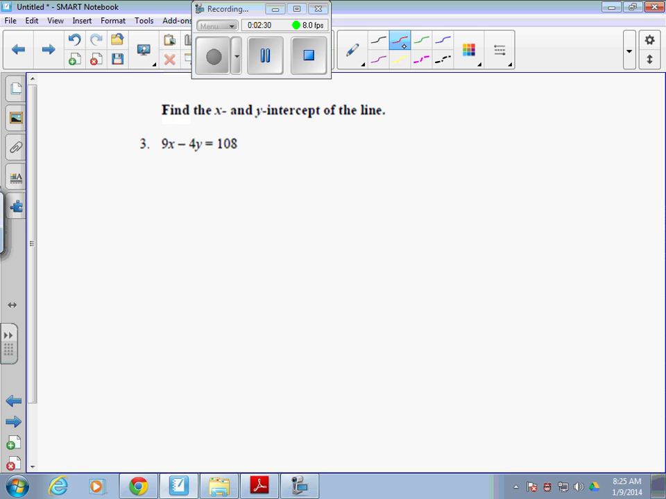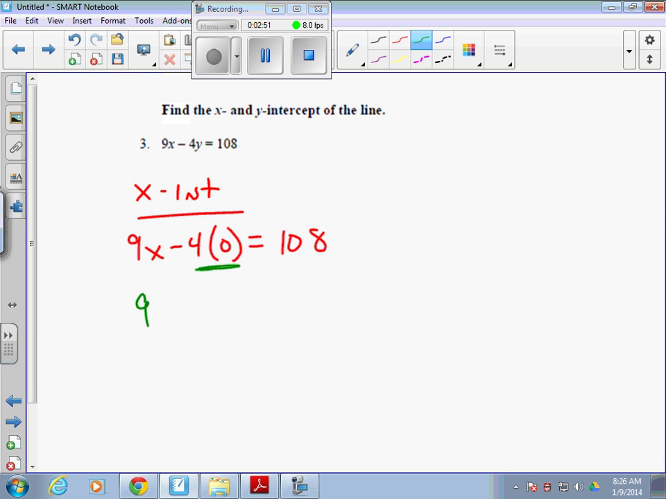It says find the x and y intercepts. Remember, in order to find the x intercept, you plug in 0 in place of y. In order to find the y, you plug in 0 for x. So for the x intercept, we'll plug in 0 in place of our y. So -4 times 0 equals 108. Anytime you multiply something times 0, it cancels it out. So what that leaves you with is 9x equals 108.